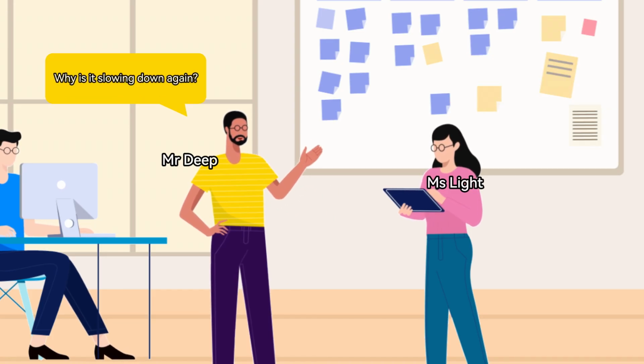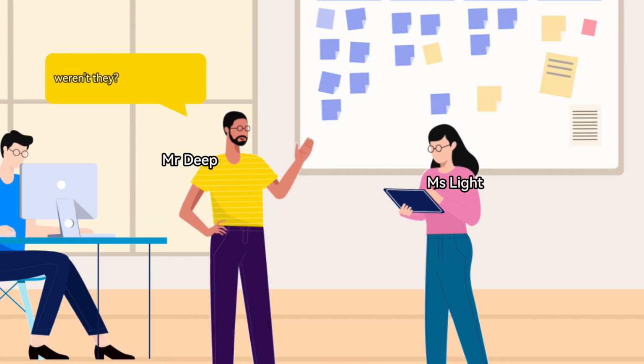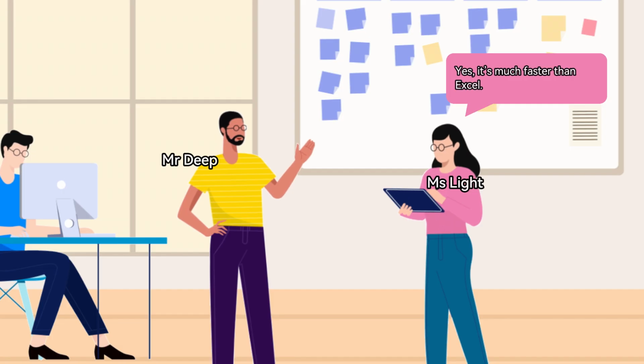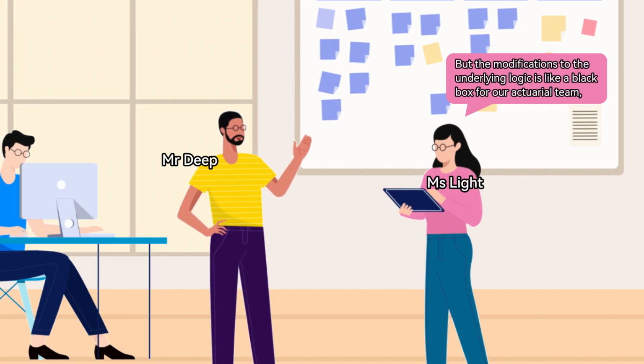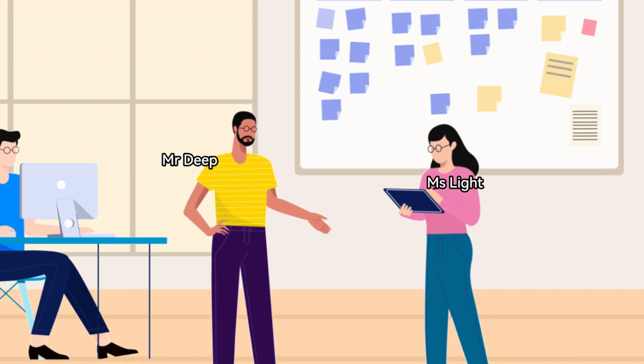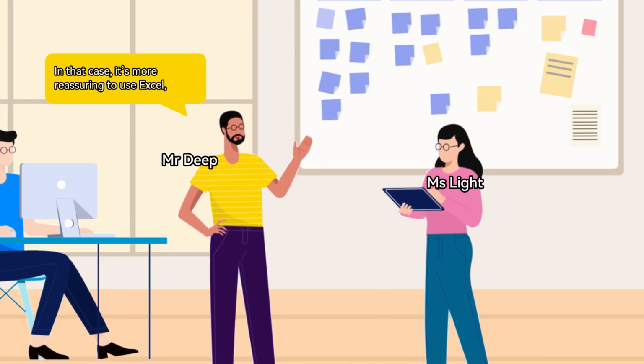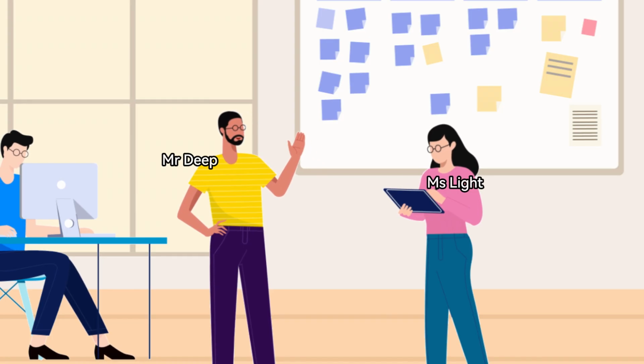Why is it slowing down again? Our main products were supposed to be restructured and accelerated using Java, weren't they? Yes, it's much faster than Excel, but the modifications to the underlying logic are like a black box for our actuarial team, so we're hesitant to make changes. That's true. In that case, it's more reassuring to use Excel, where everything is visible and tangible.